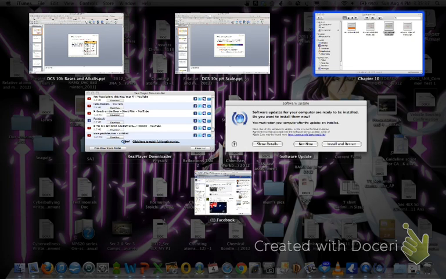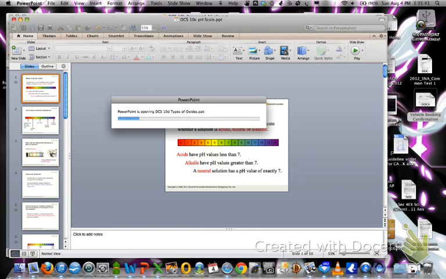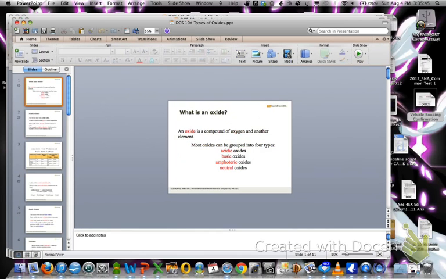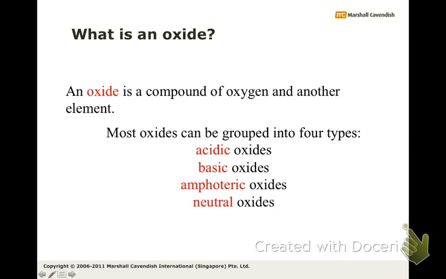Let's look at the last one, types of oxides. This is the last section. An oxide is a compound of oxygen and another element. An oxide usually ends with the element oxygen. Most oxides can be categorized into four types: acidic, basic, amphoteric, and neutral oxides.